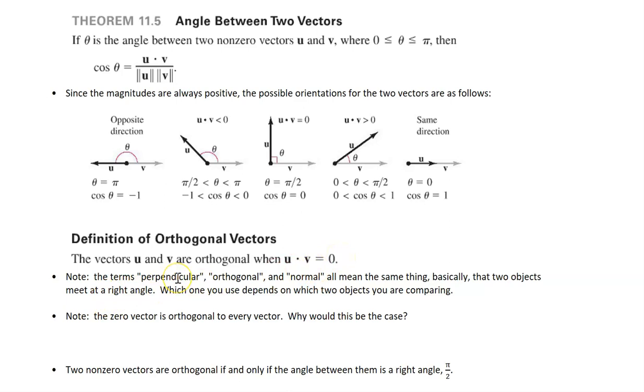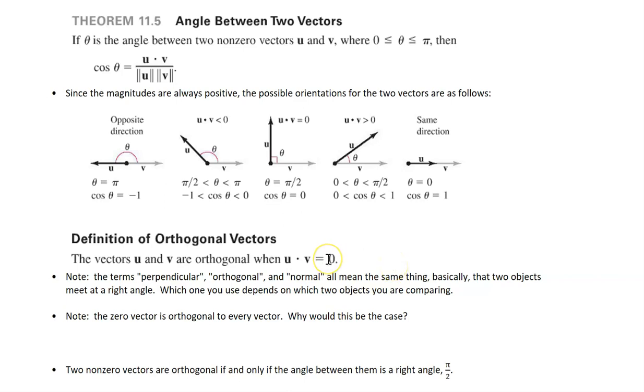So this word orthogonal sounds really strange, and you're looking at these two lines and you're saying, hey, those lines are perpendicular. Well, the terms perpendicular, orthogonal, and normal all mean the same thing. Basically, they mean that two objects meet at a right angle. So which one you use depends on which two objects you're comparing. Orthogonal is the word that's typically used for vectors. So we don't really say vectors are perpendicular, we say that they're orthogonal, but it means kind of the same thing.